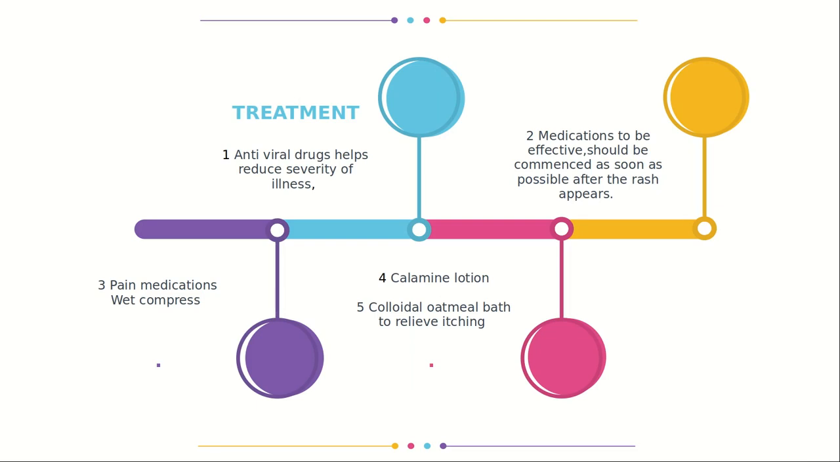So the treatment for herpes zoster is antiviral drugs, which help to reduce the severity of the illness. Medications to be effective should be commenced as soon as possible after the rash appears. So the person may be sick and you don't know, but as soon as the rash appears and you see that it is typically the rash of herpes zoster, which is blisters with that pattern of burn and so forth, once it is confirmed, it is good to start antiviral drugs to reduce the severity. Pain medications are also very important because it is very painful.